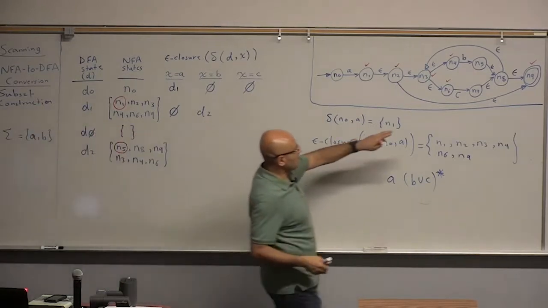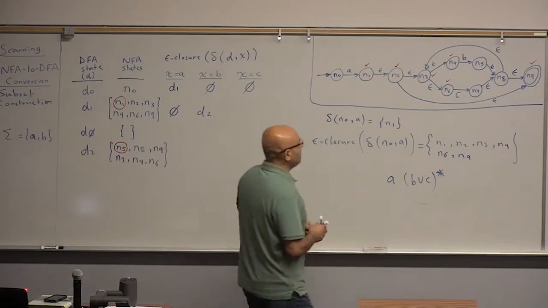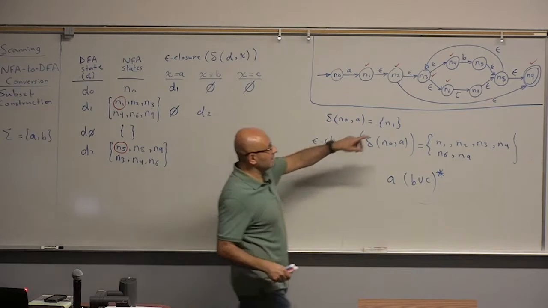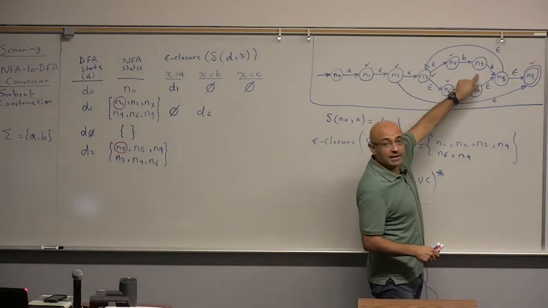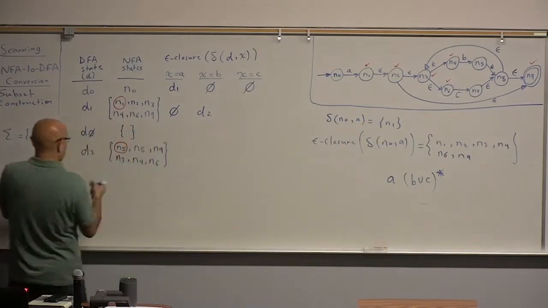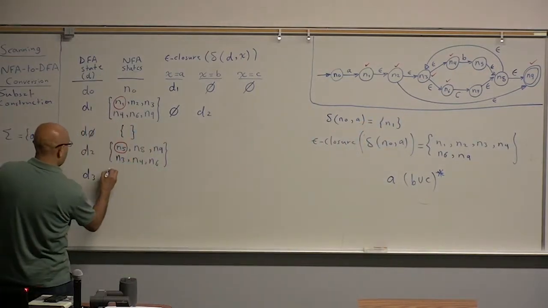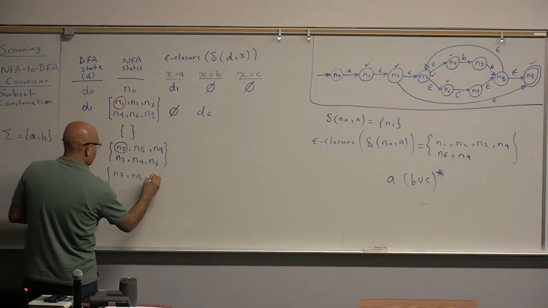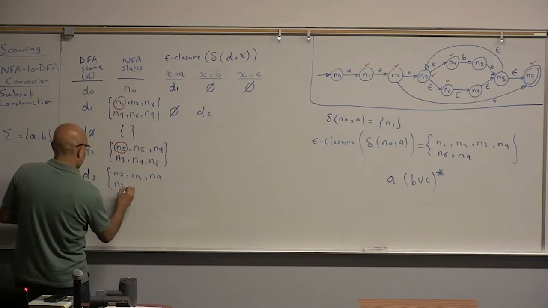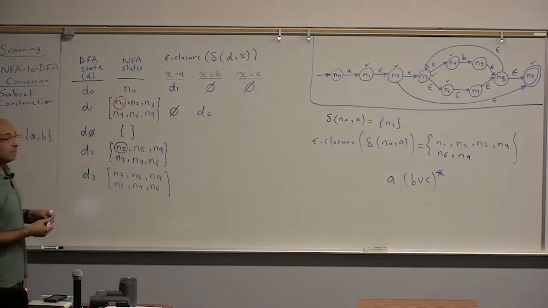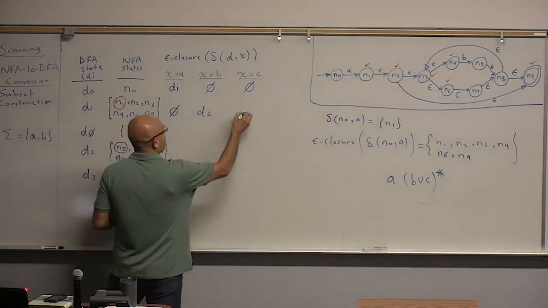Transition on C is very similar. Everything will be the same except we will be reaching N7 instead of N5. Then everything else will be the same, but it's a different state. So it's going to be D3, and this D3 has N7, then everything else the same. And we will call it D3.